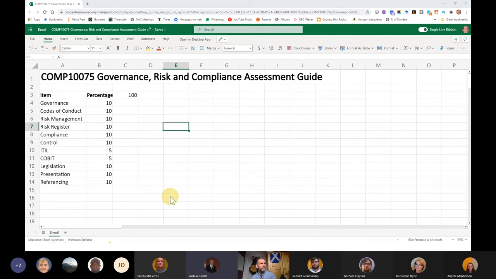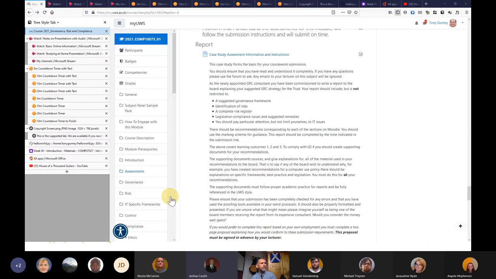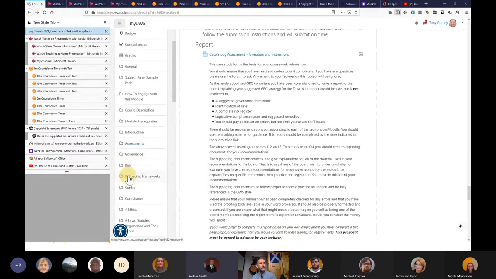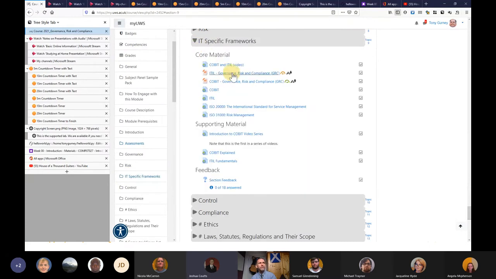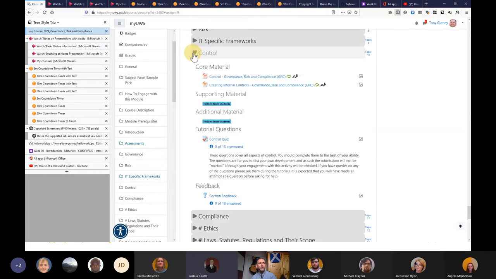Like I said, everything's available on Moodle from day one. So 9, 10, 11 are control, ITIL and COBIT. And if I go down here, I happen to know that COBIT and ITIL are IT specific frameworks. And there's a whole section for control. So yeah, we will be doing it. I don't expect you to know what all these things are on day one, clearly.